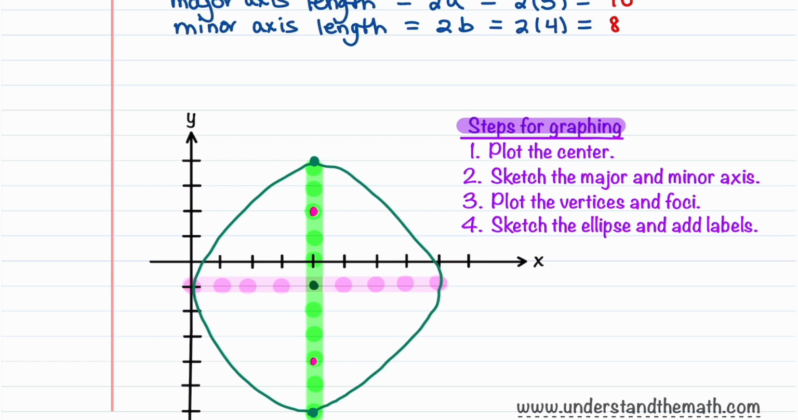I think it's always hard to sketch an ellipse and not make it look square. Mine looks a little square, but just try to keep in mind it's supposed to be a smooth curve. Now all we have to do is add labels.